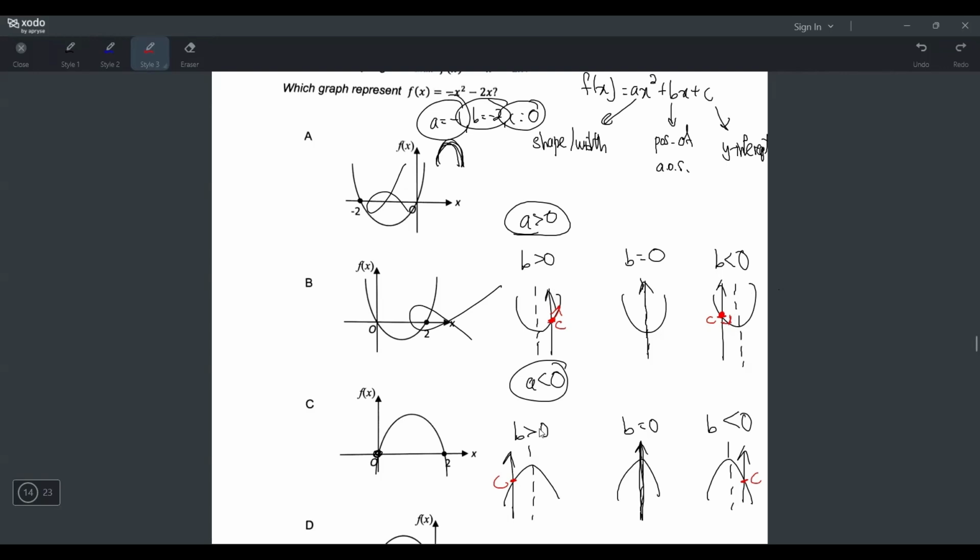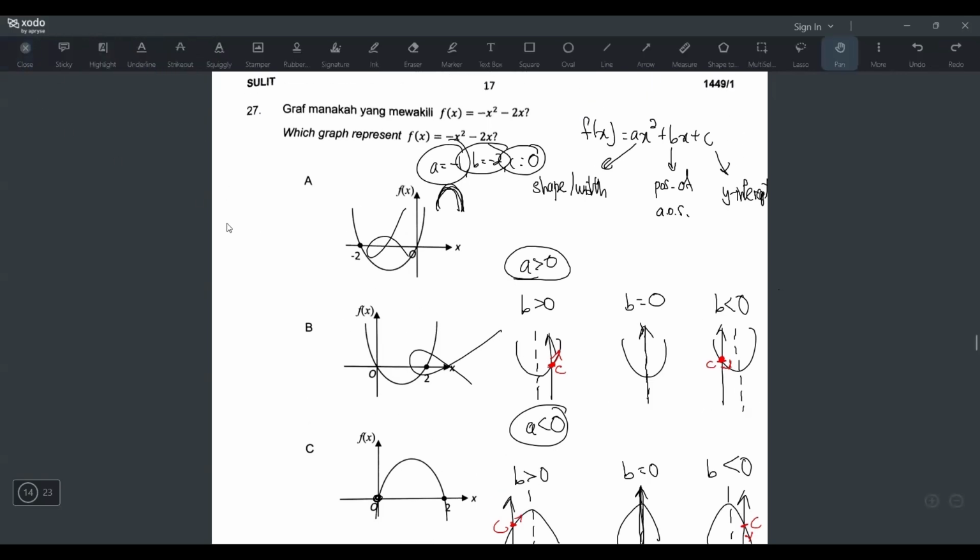Same for this. b bigger than 0. You see, after the c, the graph will move up. Okay, it moves up for a while, then only it goes back down. But imagine if you put it on the other side, then it's not moving up after the c anymore, it's moving down. Okay, so you can memorize using this method. How to memorize? If b is positive, after the c move up. If b is negative, after the c move down.